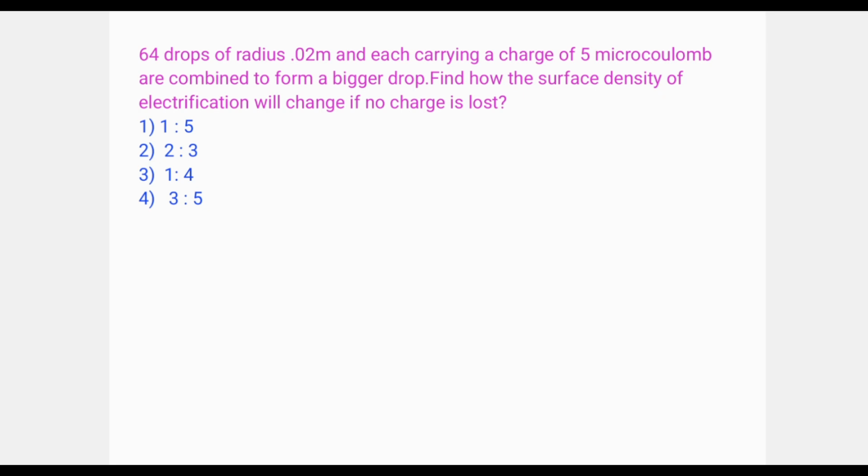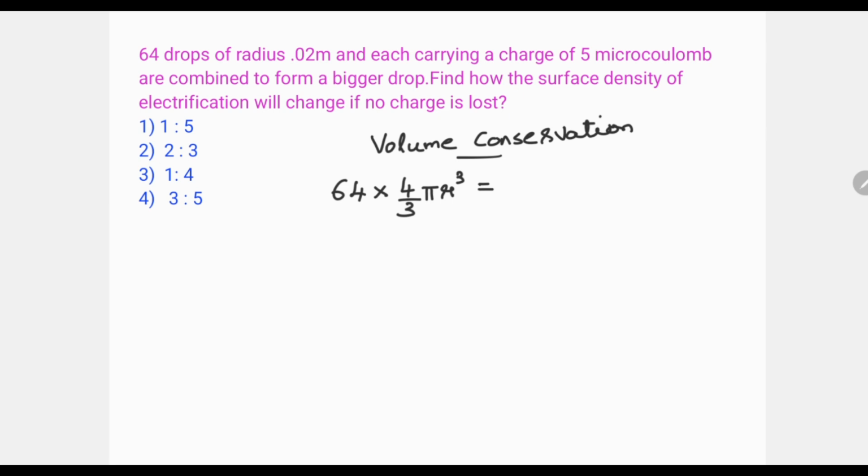So in this type of questions, the first concept that should come to our mind is volume conservation. Now what is volume conservation? Volume conservation means total volume before combining equals total volume after combining. So in this situation 64 drops are combining. So the volume of 64 drops is 64 into 4 by 3 pi small r cube, because we assume all drops have a spherical shape. That's why I took the volume as 4 by 3 pi r cube.